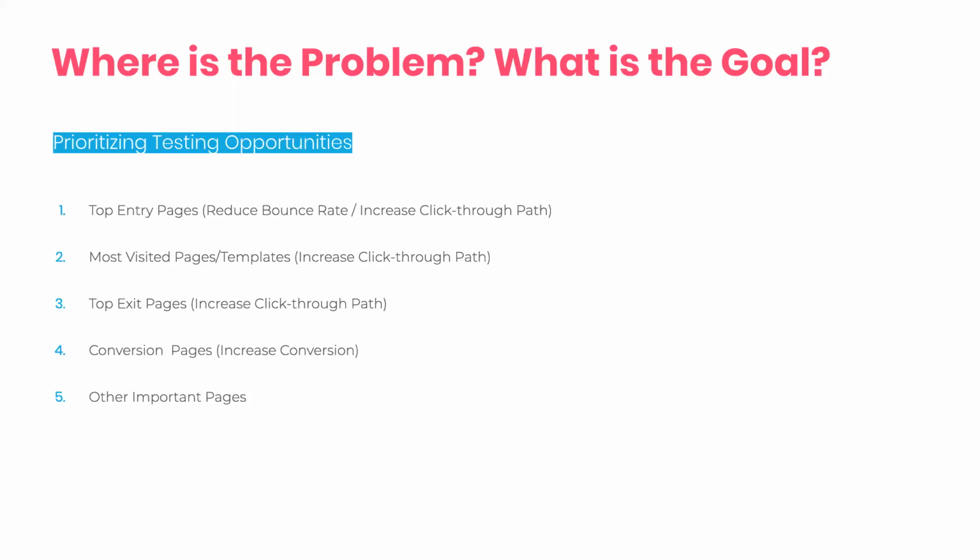And the conversion page on an e-commerce store is selling the product. On a service page, it's someone signing up for a service or generating a lead. So that right there is probably where we spend the most time doing conversion rate optimization. It's either on the conversion page or the top entry pages. And then last but not least, other important pages that you want to look at.